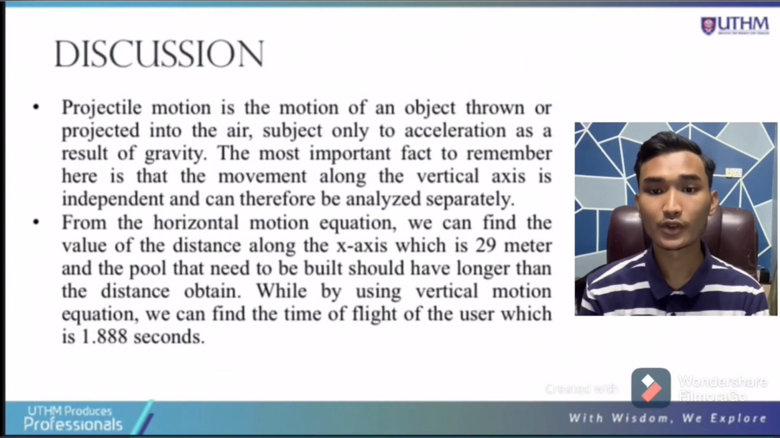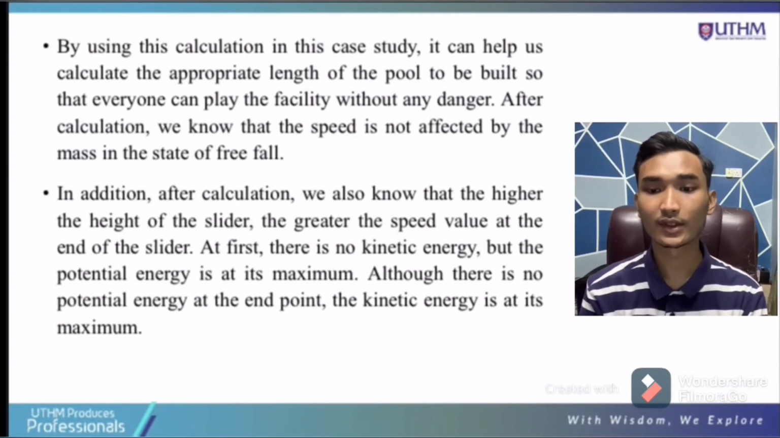From the horizontal motion equation, we can find the value of the distance along the x-axis, which is 29 meters, and the pool that needs to be built should be longer than the distance obtained. While by using the vertical motion equation, we can find the time of flight of the user, which is 1.888 seconds. By using this calculation in this case study, it can help us calculate the appropriate length of the pool to be built so that everyone can use the facility without any danger.